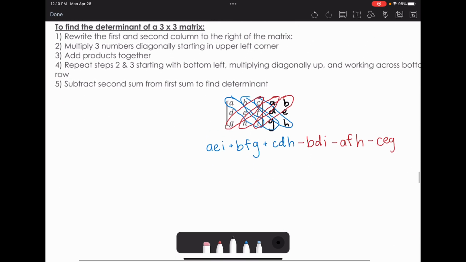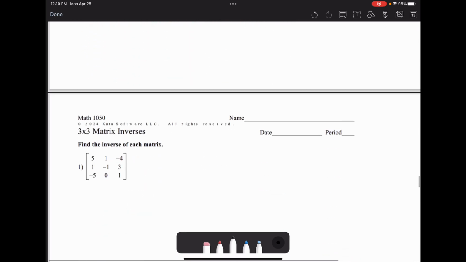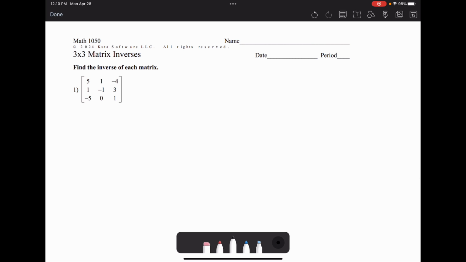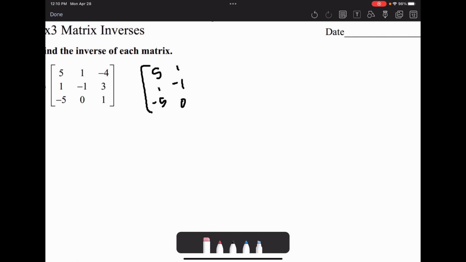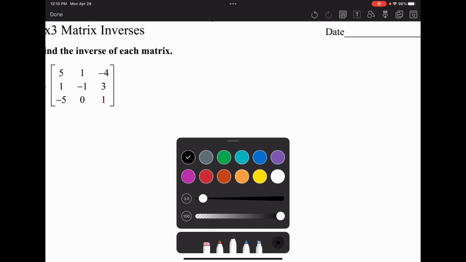so we talked about how to find the determinant, but then we need to find the inverse. And finding the inverse of a 3x3 matrix is different than a 2x2. So what you do for a 3x3 matrix to find the inverse is you make it into an augmented matrix. So I'm going to take my original matrix here. I've got to zoom in, and I'm probably going to adjust this really quick.